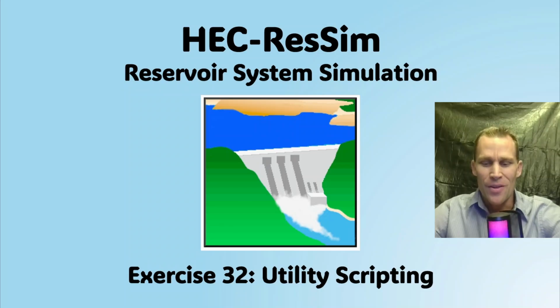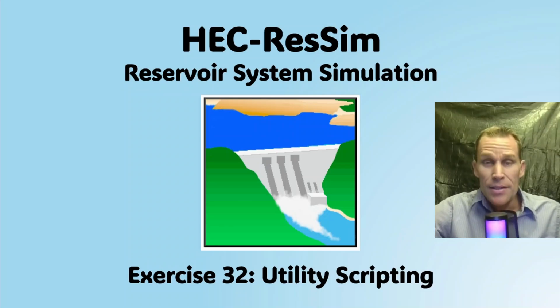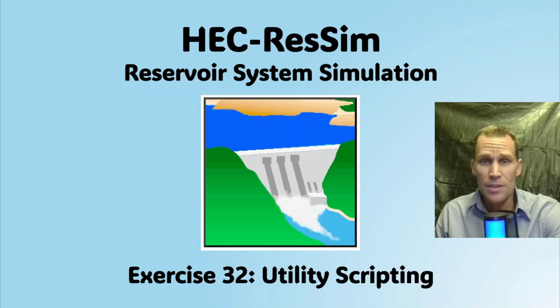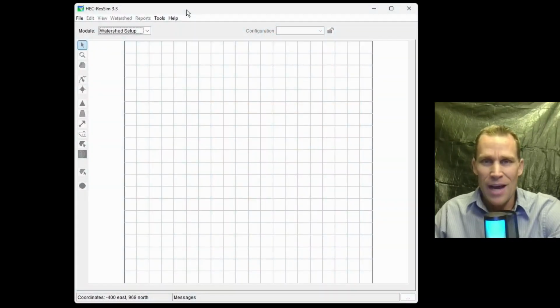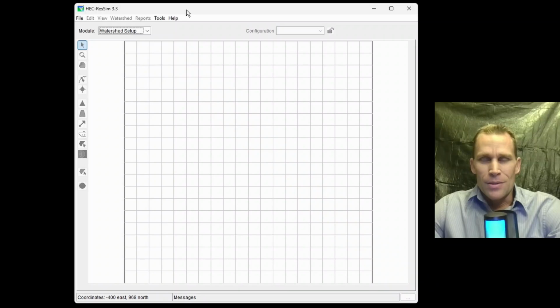Welcome and hello. This is a video exercise in HEC ResSim, and in this exercise, we're going to be doing some utility scripting, specifically to write some scripts to display a plot on the screen after a simulation. Okay, so let's go ahead and get started.